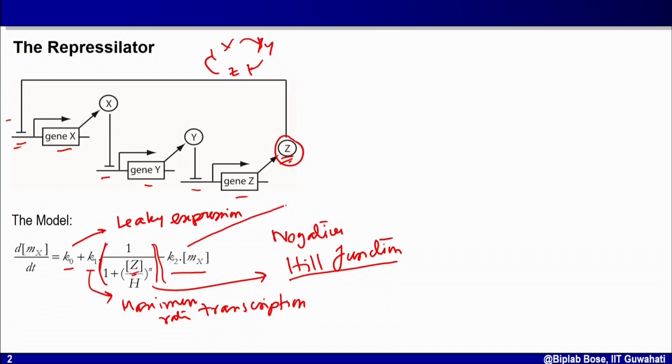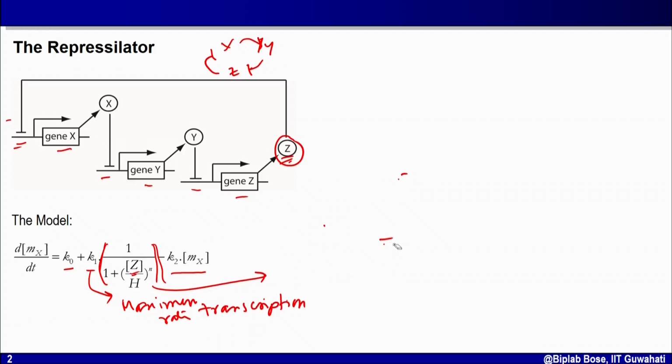This K2 into mx is nothing but rate of degradation, that is first order degradation. So K2 is the rate constant for degradation and it is multiplied with the concentration of mRNA. So that's all for my ODE for mRNA of X. Let me clear it up so that we can write the ODE for the protein.